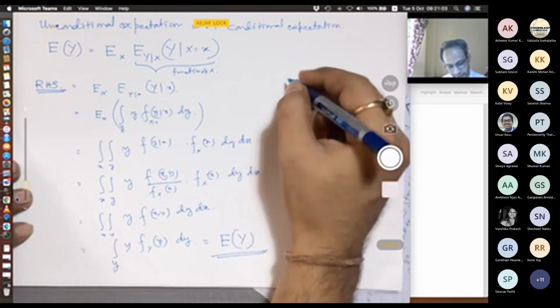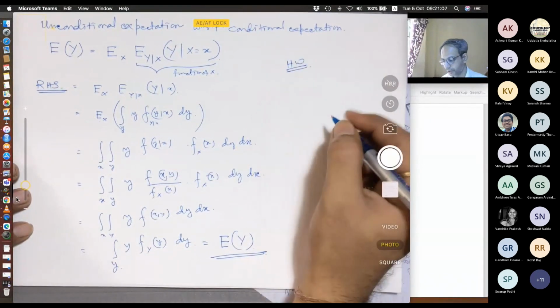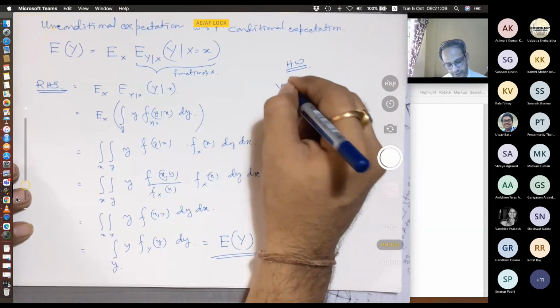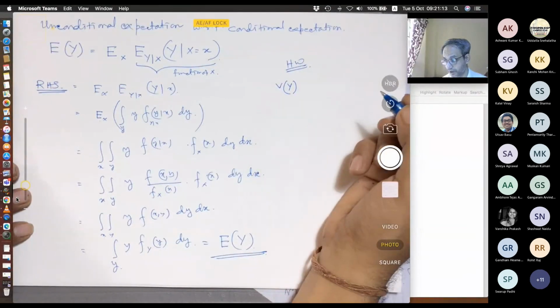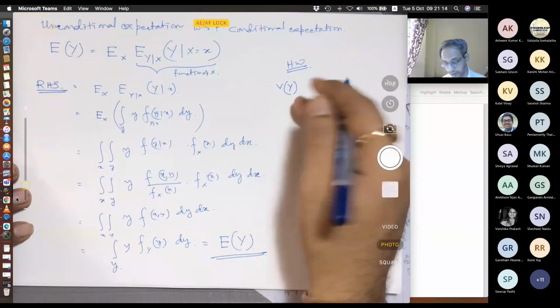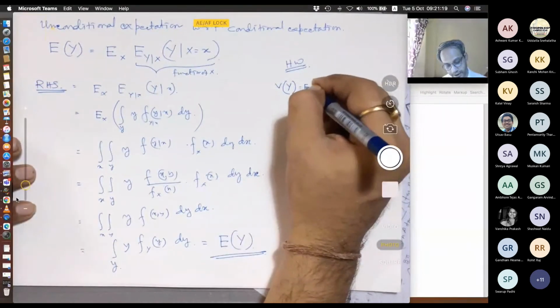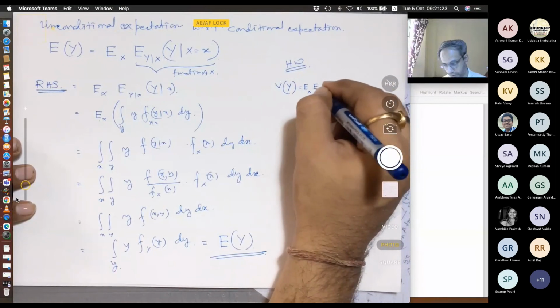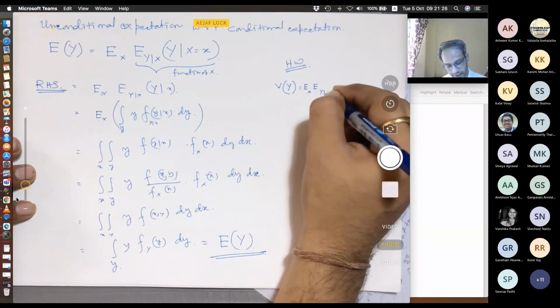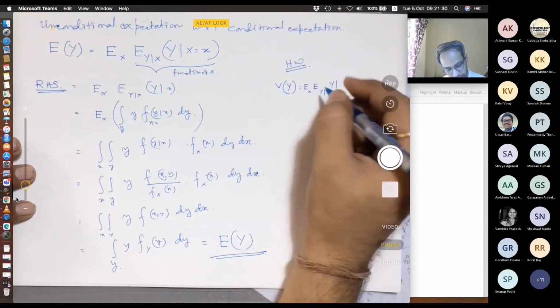I am giving this one as homework, which is a little bit interesting. The variance of y, you can also express in terms of conditional variance, as the expectation of x of the conditional variance of y given x, plus... sorry, I have made a mistake.